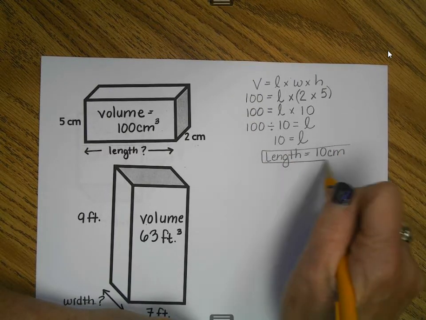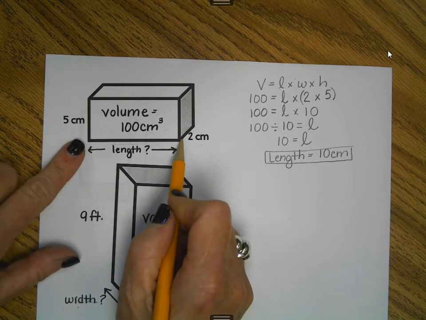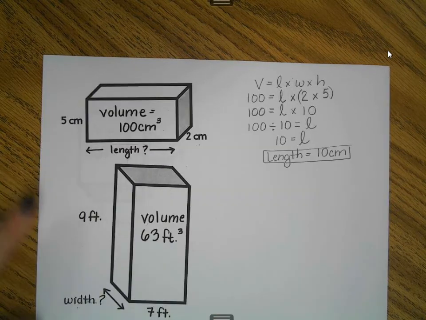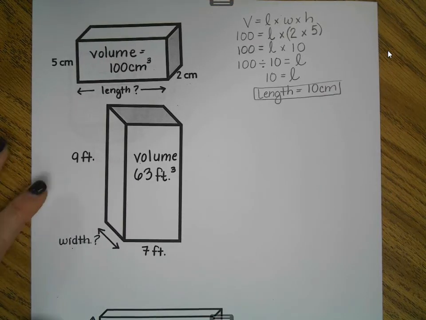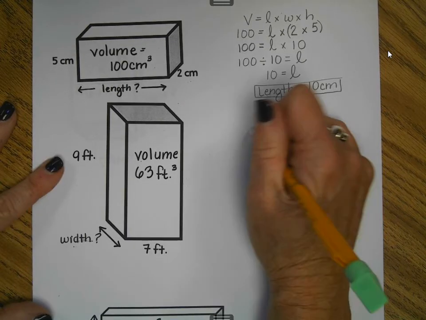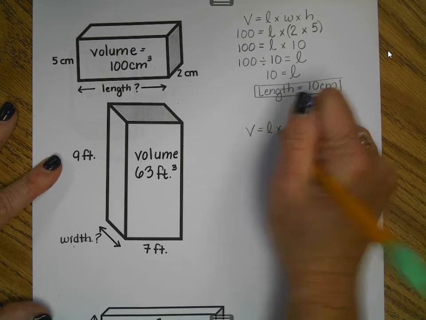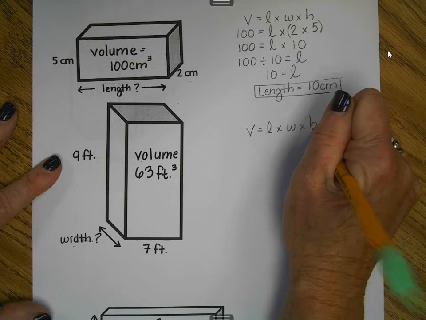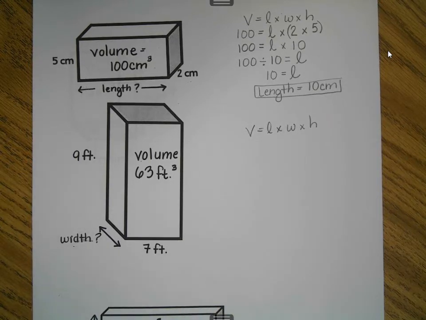So from here to here, 10 centimeters. All right, let's take a look at the next one. So we have volume equals length times width times height. Boys and girls, I want you writing that formula every time. You should be writing area formulas every time and volume formulas every time.